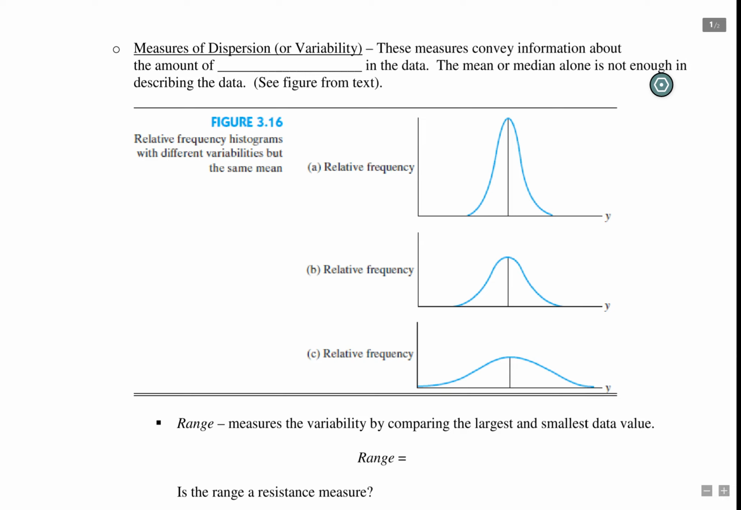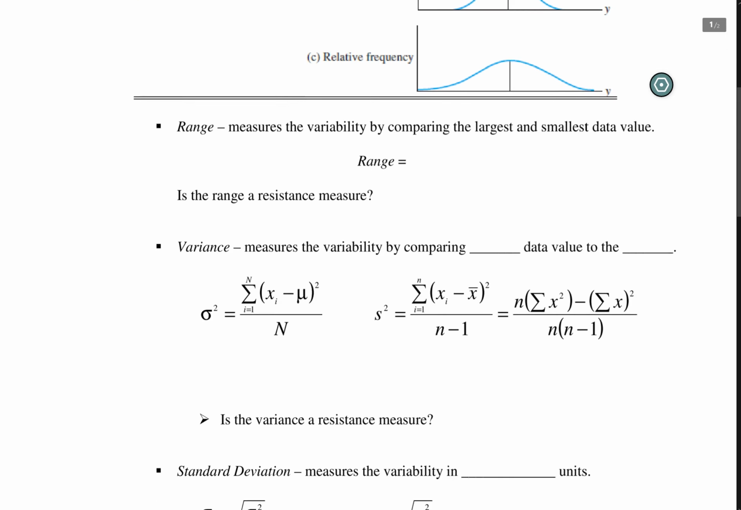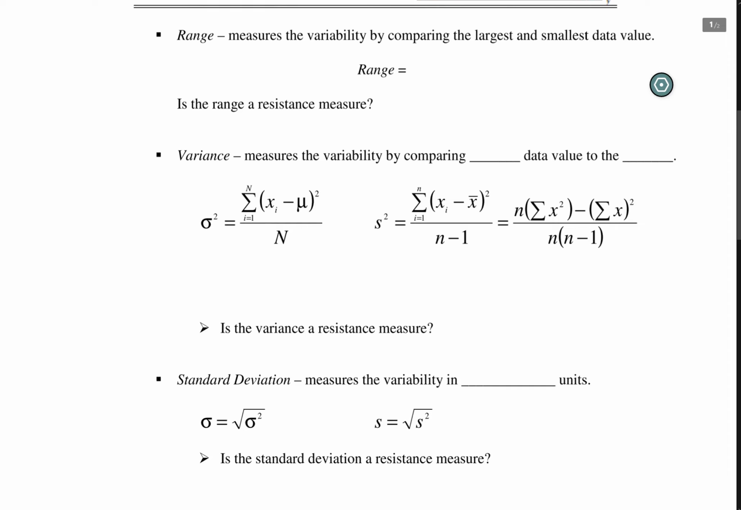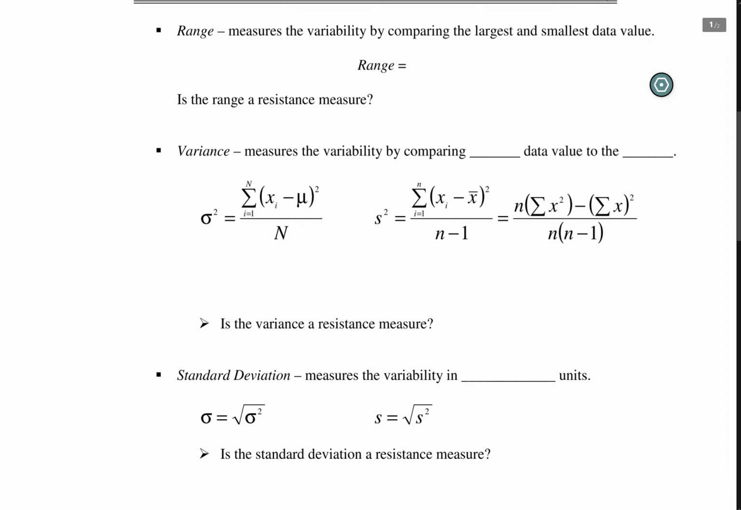Measures of dispersion convey information about the amount of variability in the data. A few measures that we're going to look at here, we're going to look at three of them. This first measure, called the range, is a pretty crude measure, but it's used nonetheless. It's the maximum minus the minimum. Pretty straightforward to compute.